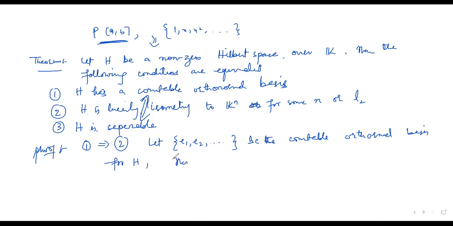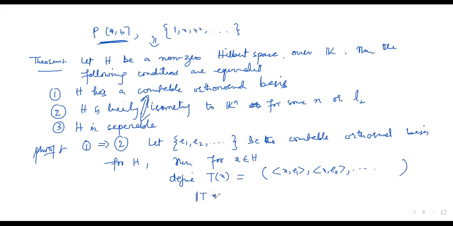Then for x belonging to H, define T of x to be the sequence (x,e1), which is a number, (x,e2), now this is a sequence of numbers, right? Now, norm of Tx, या simply मुझे ऐसे लिखना चाहिए। Now, summation |(x,ei)|² is always less than or equal to norm of x squared. Why? Because this is an orthonormal set. In fact, it's an orthonormal basis. It is equal to this. So this is less than infinity.